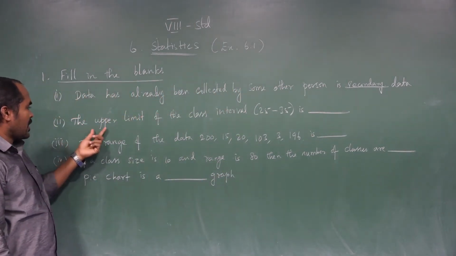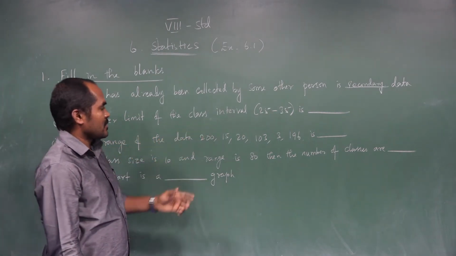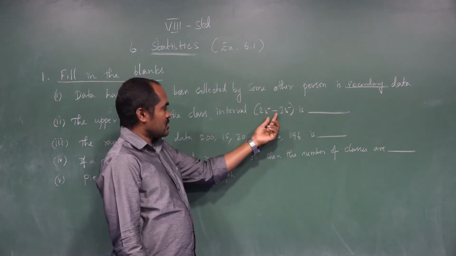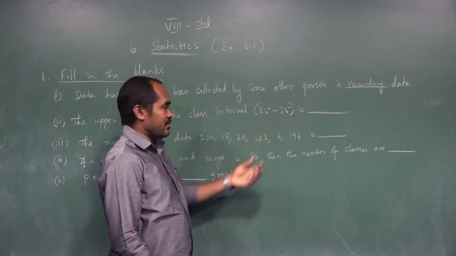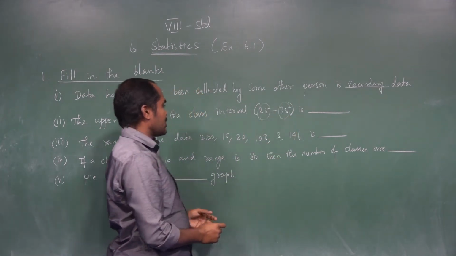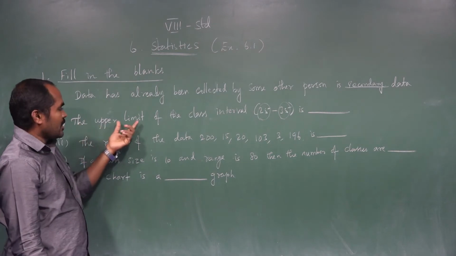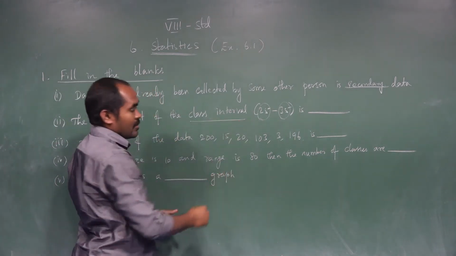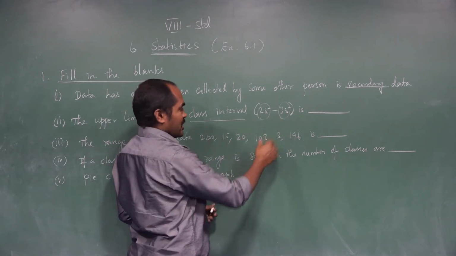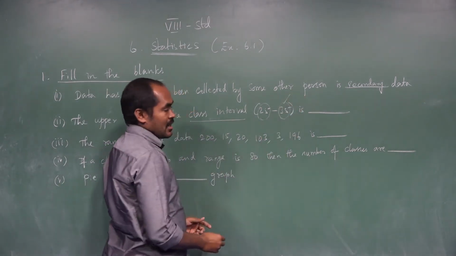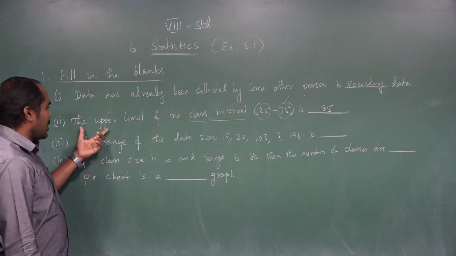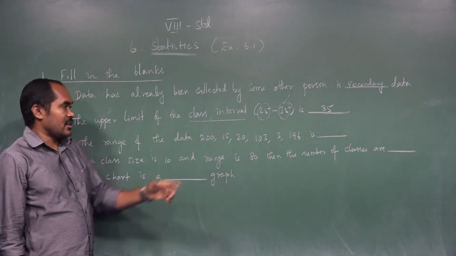Second question, the upper limit of class interval is dash. So this is a class interval, 25 to 35. This is not minus, it is 25 to 35. This one is the lower limit and this one is the upper limit. This whole set is called a class interval, 25 to 35. Here 35 is the upper limit. So the second answer is 35.